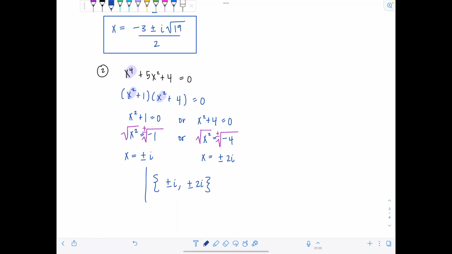Okay, and it's no surprise to us that we have 4 solutions because notice this original equation was a degree 4 polynomial, and later if you study the fundamental theorem of algebra and the nature of solutions, whatever the degree of a polynomial is, that's how many solutions it will have, as long as you allow complex numbers to be part of your solution set. Okay, if you say only real numbers, then you're not going to find all of them.